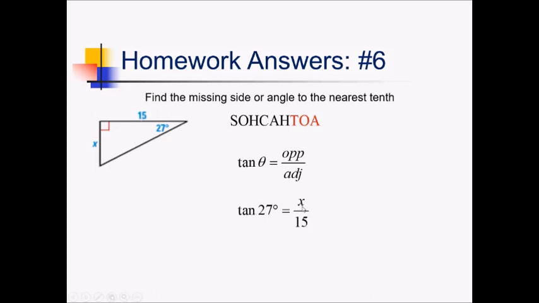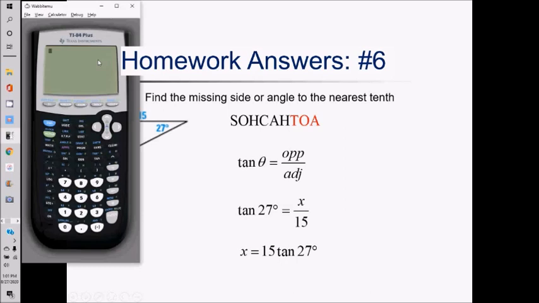And to solve for x, I have to multiply 15 by both sides. So x is going to be 15 times the tan of 27, which I'll now do on the calculator. So we've got 15 times tan, and I can just write it right next to the 15. It knows I'm multiplying. Put a 27 in there. Close the parentheses or not, since it's the last thing in the entry. Press enter. We've got 7.6.